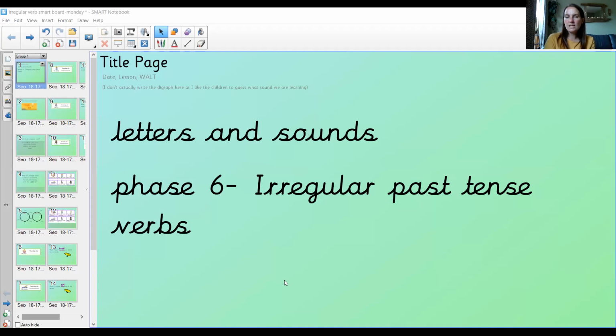So it's past tense, which means it already happened. So it's not future tense or current tense, it's past tense, so it's already happened, and we're looking at verbs, and verbs are doing words. So basically what we're looking at are irregular verbs that have already happened, so things that people have already done.